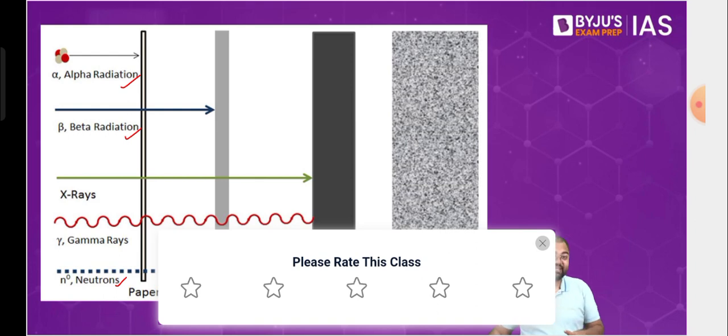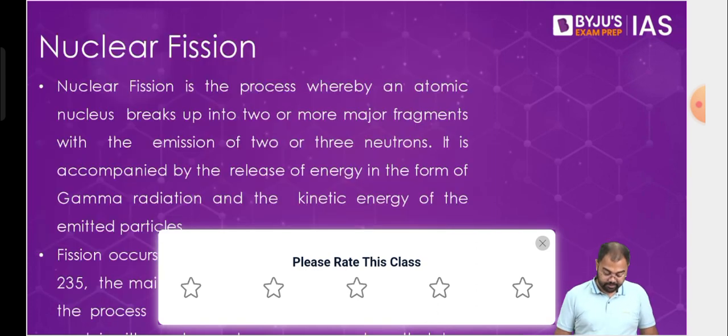And because of the amount of energy that they carry, they can be very dangerous as well. So that's why we have to take utmost care of all these subatomic particles and radiations. So this is where we arrive at nuclear fission.